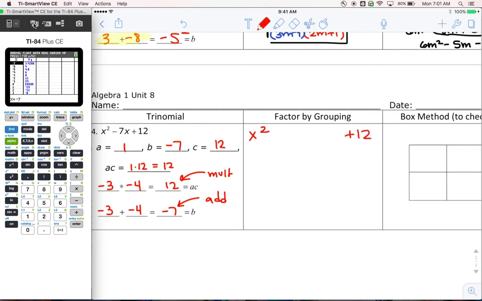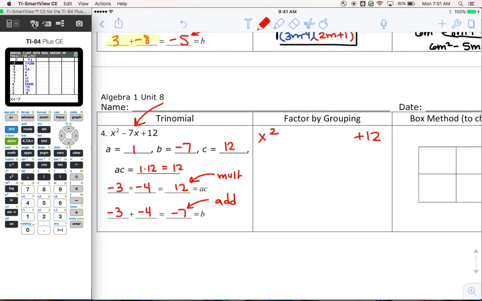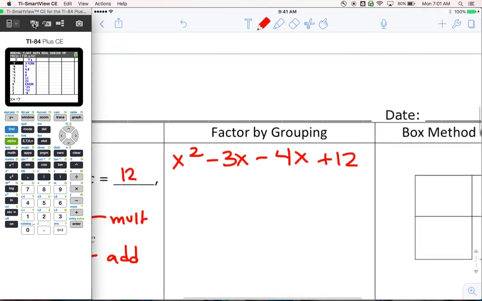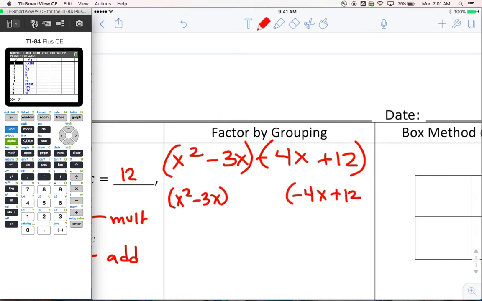All right, so in here, instead of writing the -7x, we're going to break it up into these terms over here. These are the numbers that we want. We need a -3 and a -4. By the way, I don't think I said this yet. The numbers that you put in the middle, the order you write them in doesn't matter. So I could have written -4x minus 3x. It's not going to make a difference. All right, let's make my two groups. So I've got x squared minus 3x, and I've got -4x with a +12.